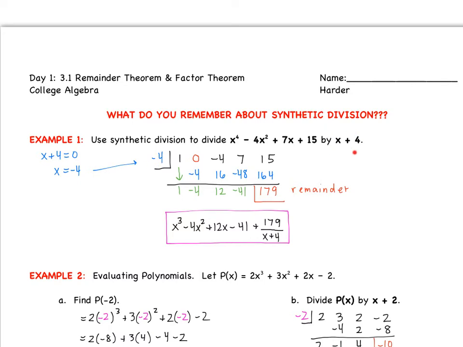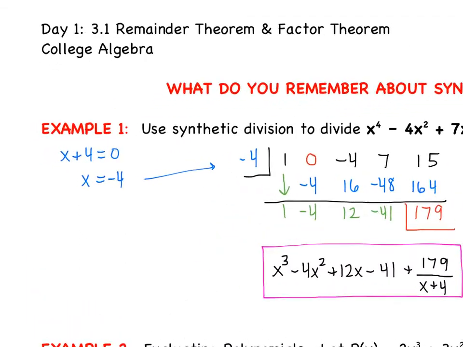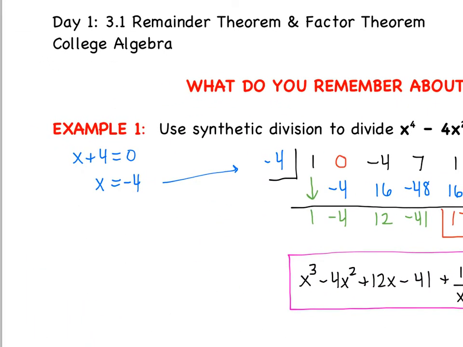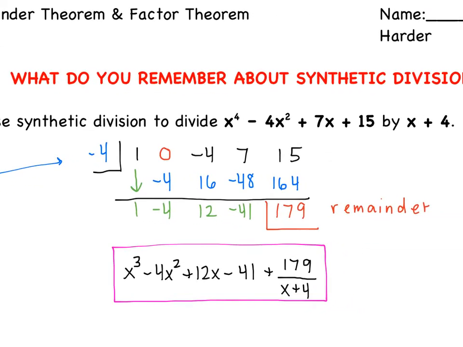So the first thing I do is I take what we're dividing by, x plus 4, and I zoom in. This is my little side note over here. So x plus 4, what I do is I set it equal to 0 and I solve for x. And we get x equals negative 4. So this is going to go in our little box. So I box it off, okay? And now we're ready to fill in the rest of our synthetic division.